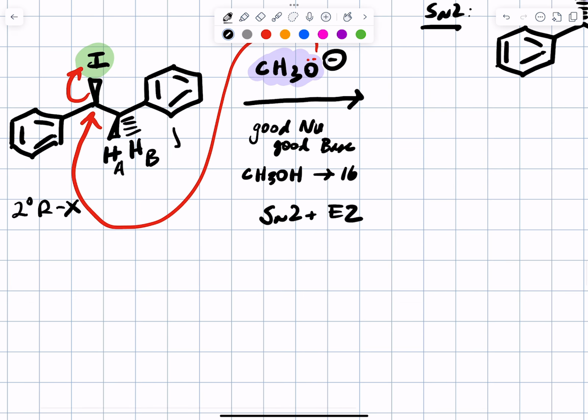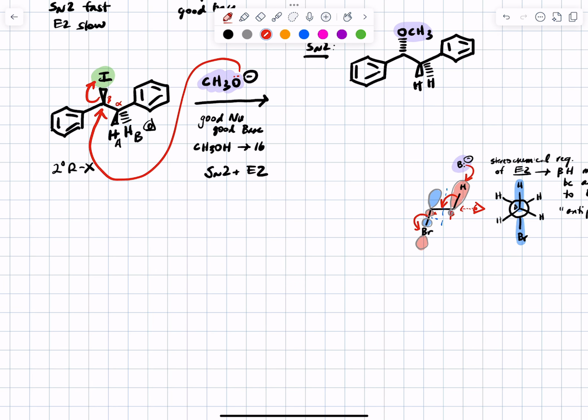Let's put ourselves in the plane of the page, looking down the bond between the alpha and the beta carbons. And let's just see what we see. So from our perspective in the page, the benzene ring, which I'm just going to abbreviate as R, is coming out to our right. HB, which is a dash, is going to be down to our left, and HA, which is a wedge, is going to be up to our right.